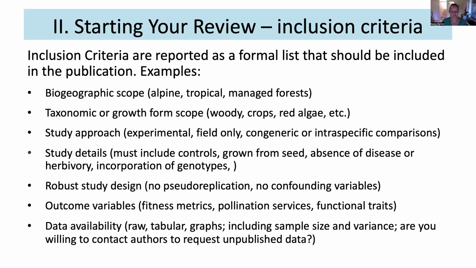I'm again including things that I know from my own work are the kinds of inclusion criteria that I look for. So this would be specific to your particular field, but these could be things like the biogeographic scope, what kinds of plants, taxonomic or growth form you mean to review, what kinds of studies are you including, experimental only, only in the field, say only studies that have done intraspecific or congeneric comparisons. Whatever it is you're trying to get at, you need to be clear about what kinds of studies you're including.